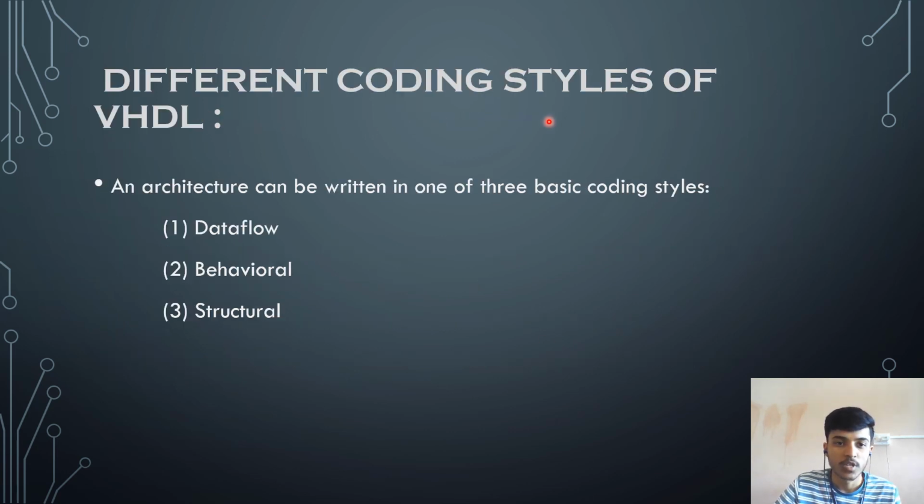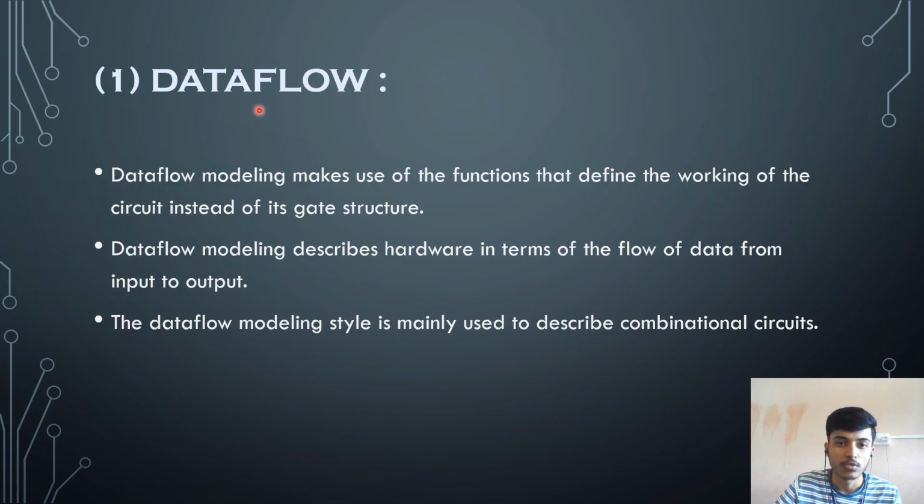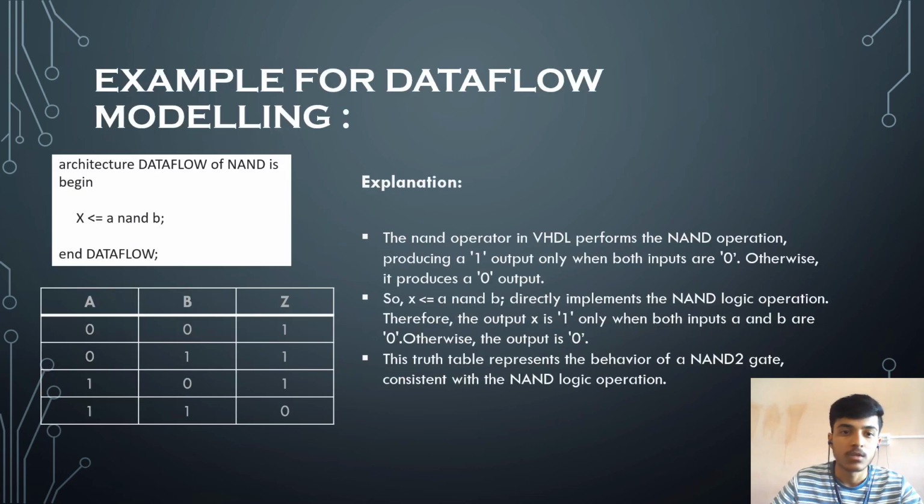There are different code styles of VHDL, or we can say modelings: data flow, behavioral, and structural. First, data flow. Data flow modeling makes use of functions that define the working of the circuit instead of its structure. So mainly we focus on the flow of the data from input to output. That is, the data flow modeling style is mainly used to describe combinational circuits. Here is an example for data flow modeling.